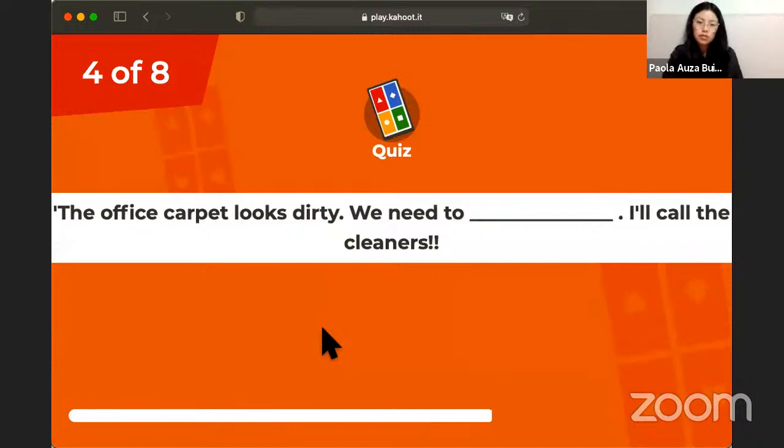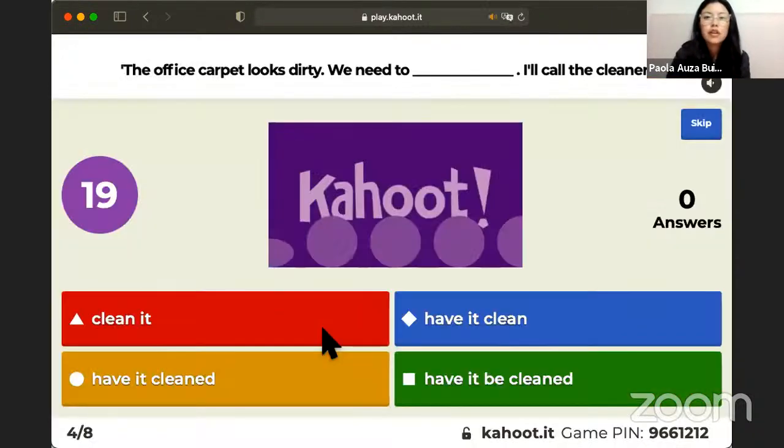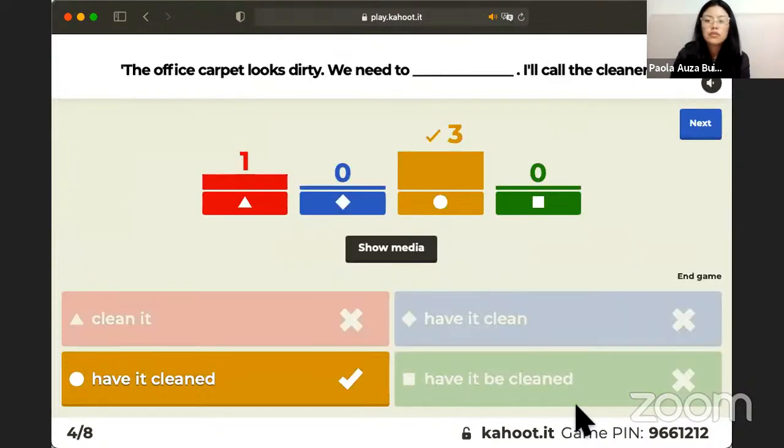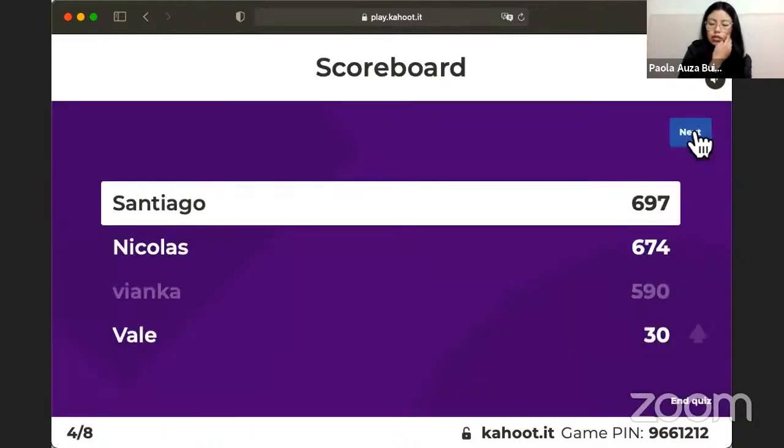The office carpet looks dirty. We need to clean it, have it clean, have it cleaned, have it be cleaned. Which one? Have it cleaned. Have, object, past participle. It could also be get, no? Get it cleaned. It's totally fine. It's the same meaning basically.